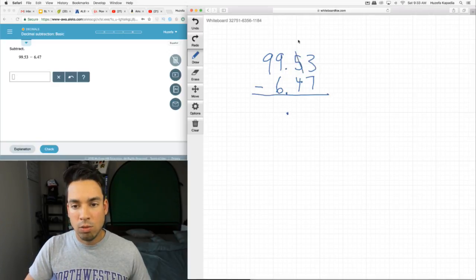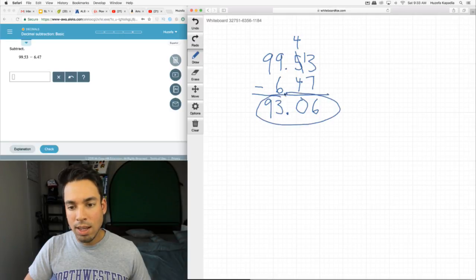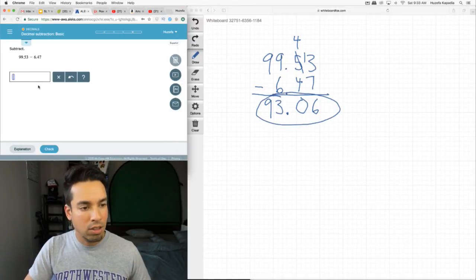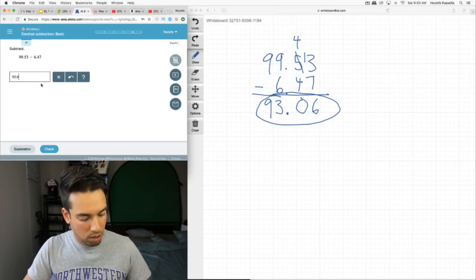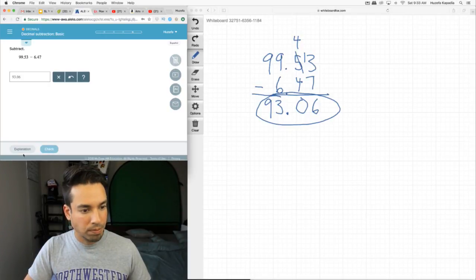Can't do 3 minus 7, so we're going to borrow from that 5, make it a 4. 13 minus 7 is 6. 4 minus 4, 0. 9 minus 6, 3. And then 9 minus nothing is 9. And that's it. Don't let that decimal trip you up. It's just like any other subtraction problem. So this is 93.06.